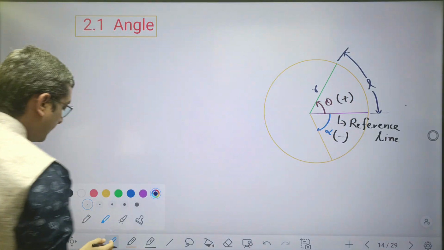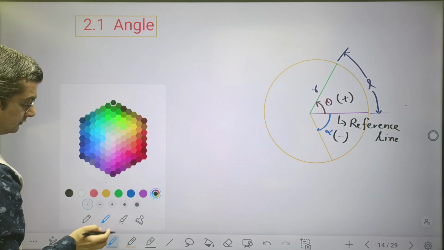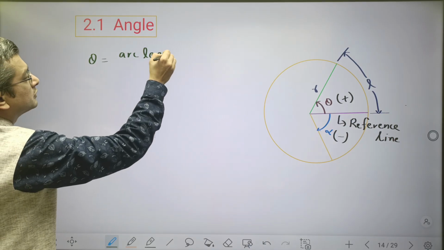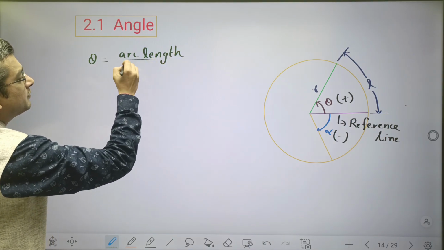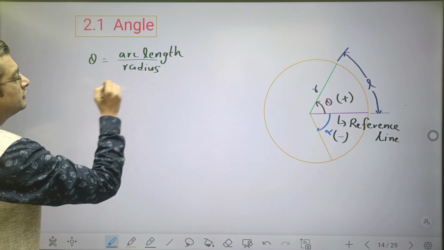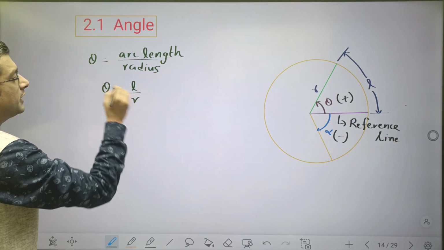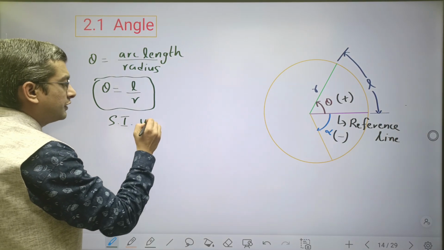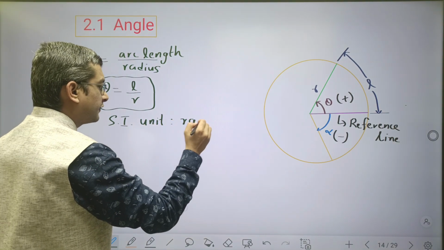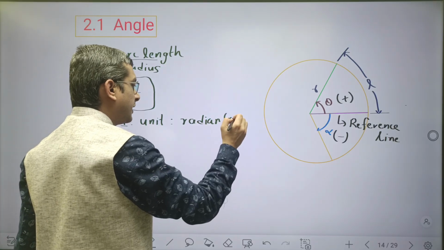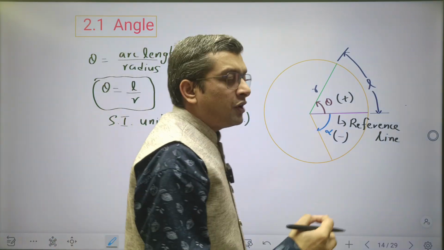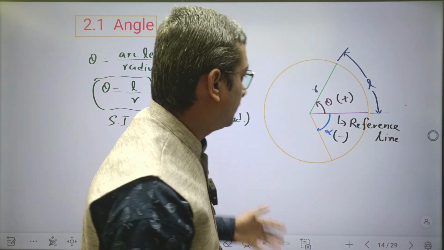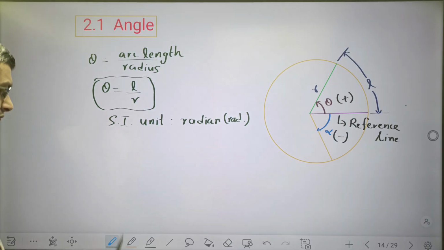So theta is defined as arc length divided by radius, that is theta is equal to L by r. This is the formula of theta, and SI unit of this theta is radian, represented by rad. Another unit of theta is degree. In terms of degree, we also measure, and we will have a look at the relation between the radian and degree.